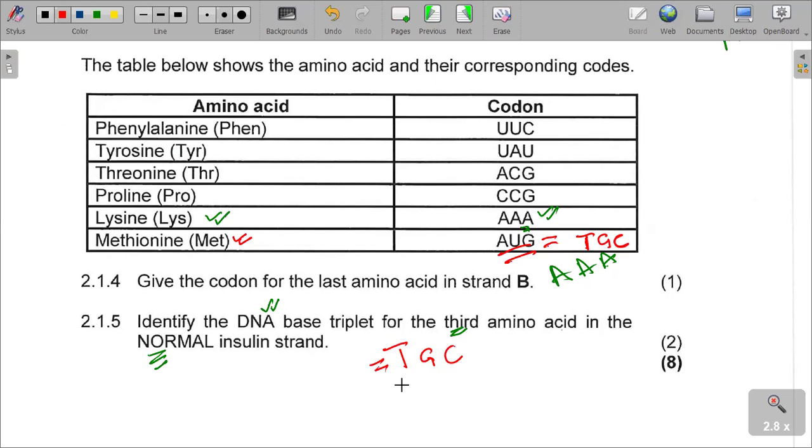I'm saying identify the DNA-based triplet on this one, for the third amino acid in the normal insulin. So we are given this as the codon. What is the DNA-based triplet for that? It is supposed to be TGC. For us to have this mRNA codon, the corresponding DNA base triplet was TGC, and that must give you AUG as the codon for this one.